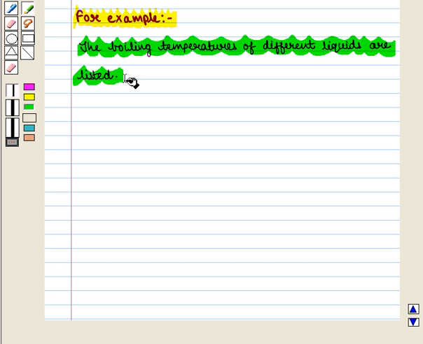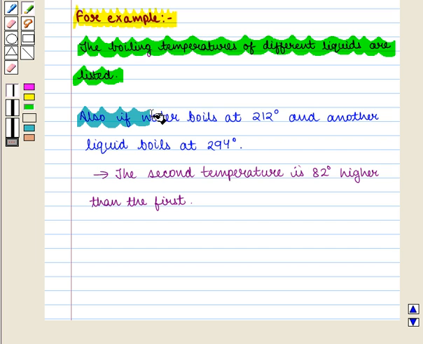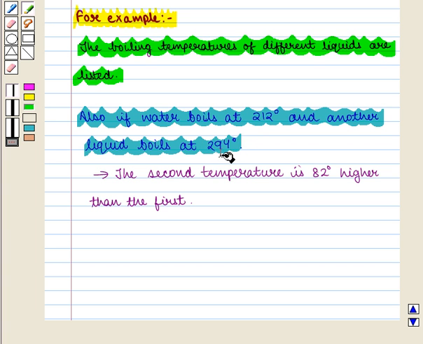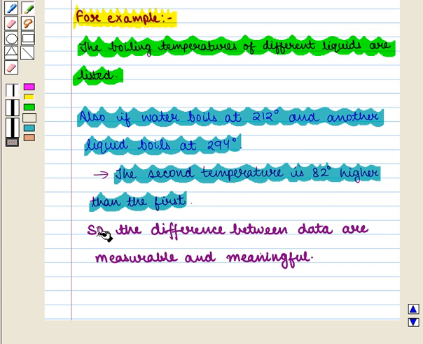We can tell whether a temperature is higher or lower than another, so we can put them in an order. Also, if water boils at 212 degrees and another liquid boils at 294 degrees, we see that the second temperature is 82 degrees higher than the first. So, the differences between data are measurable and meaningful.